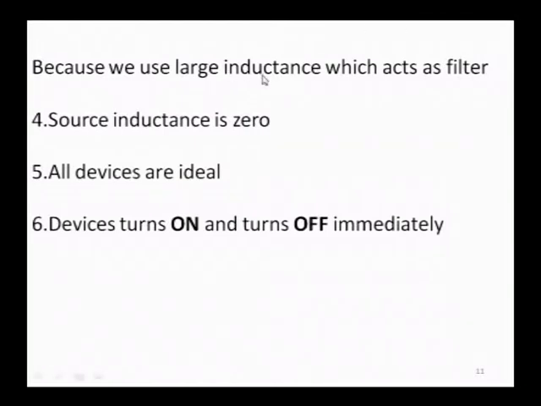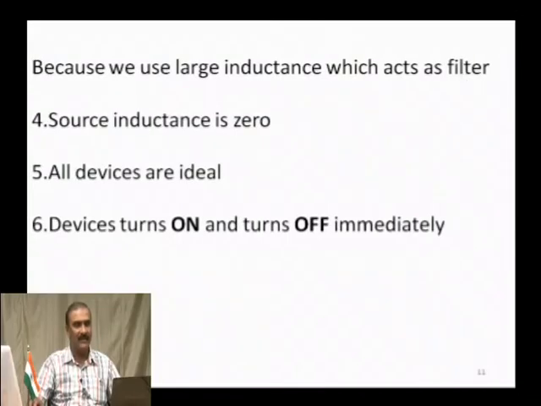We use large inductance which acts as a filter. You know there are different types of filters, that is capacitive filter, inductive filter and pi filter, etc. Now in this circuit, we assume that we are using a large inductive circuit which acts as a filtering output. That inductance gives a continuous load current which is ripple free. So the problem of filtering is solved here to some extent for discussion purpose.